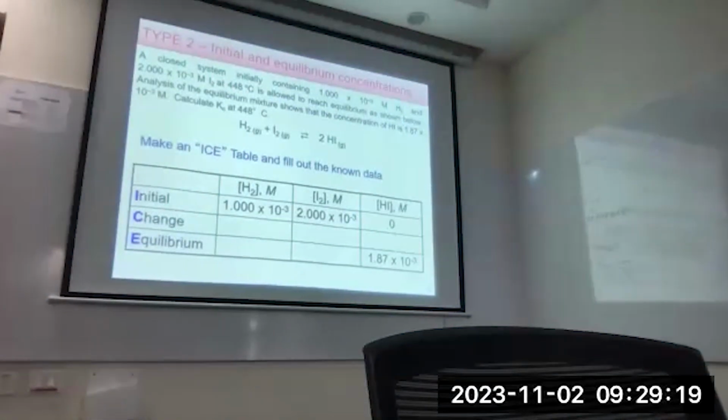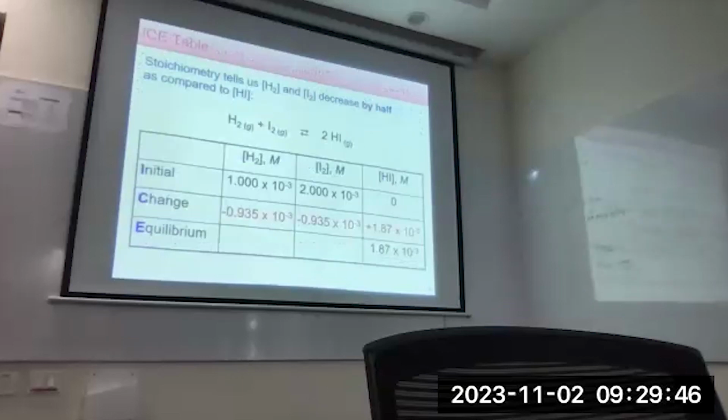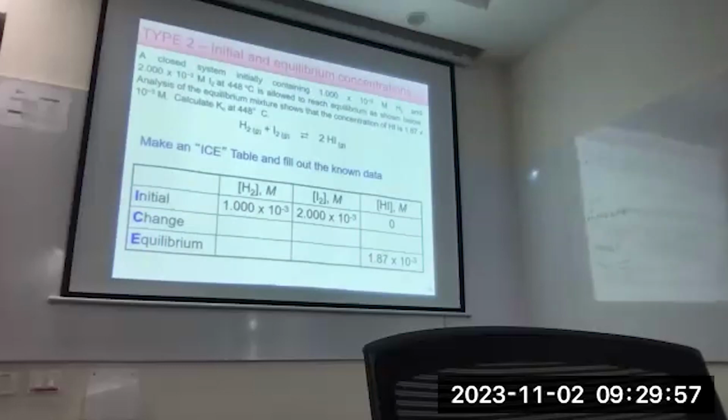So this is an ICE table. It's the initial, change, and equilibrium. If you know the initial concentrations of your reactants and you know the equilibrium concentration of your product, you can determine the rest. Remember that here 1 mole of this gives you 2 moles of that, and the same with this. You have to account for that in the change. So you can plug in the values of the change, whatever it is, and you know the equilibrium has been established. They tell you everything, right?